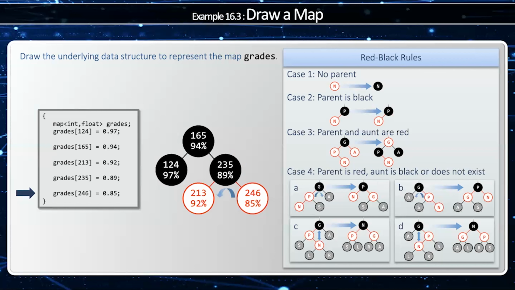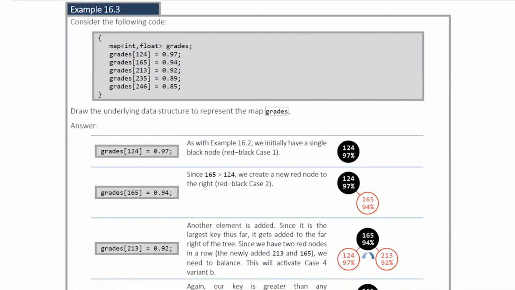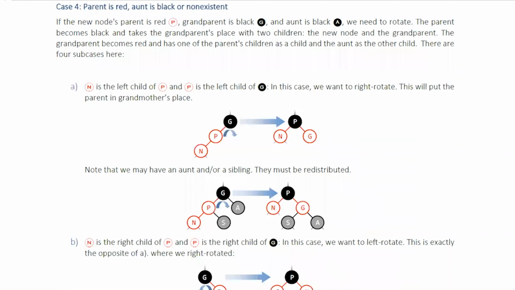And that concludes this. This is example 16.2 and 16.3, borrowing heavily from the binary search tree red-black algorithm. All this is in a C++ data structures textbook.